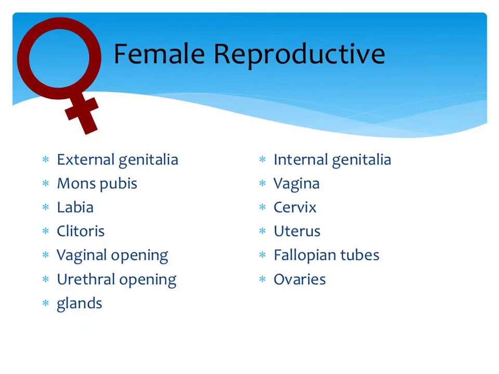Now, when we think about female reproductive, all the components housed in the female reproductive anatomy are the external genitalia: the mons pubis, the labia, clitoris, the vaginal opening, urethral opening, the glands, and then we have the internal genitalia: the vagina, the cervix, uterus, fallopian tubes, and ovaries.